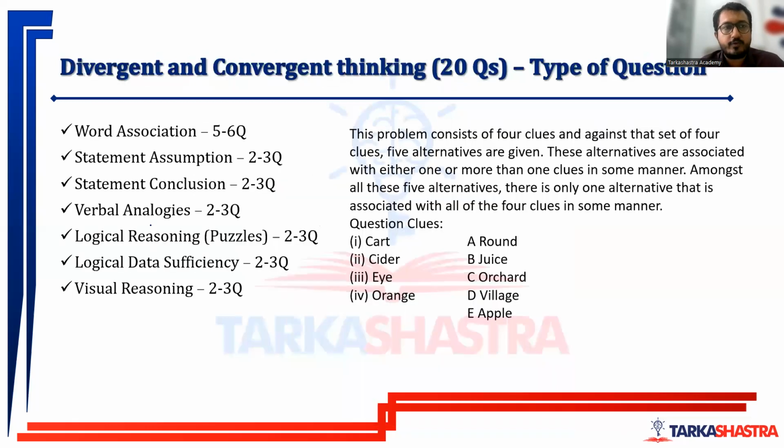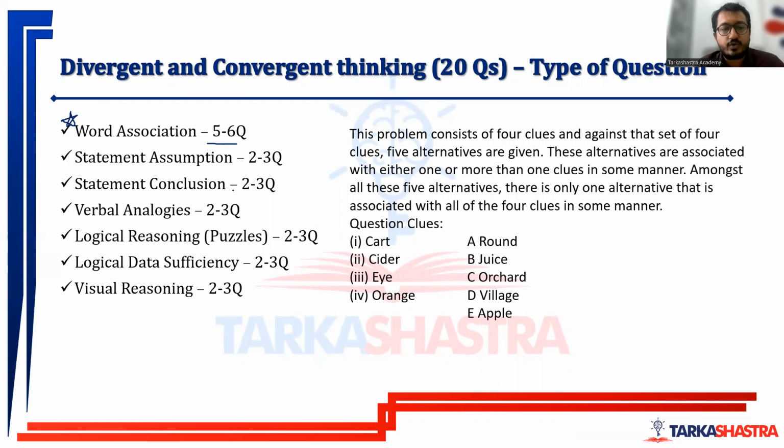Okay. Moving forward to divergent and convergent thinking, there are 20 questions of this in this section. The most important one is word association, where, I mean, this type of question you might not have seen. And total there are 5 to 6 questions on word association, and it is also a bit difficult. Then statement assumption, 2-3 questions. Statement conclusion, you can expect 2-3 questions. Verbal analogies, 2-3 questions. Logical reasoning, so some single line or 2 lines puzzles will be asked. Logical data sufficiency and visual reasoning.